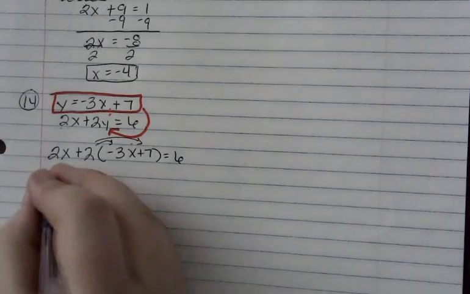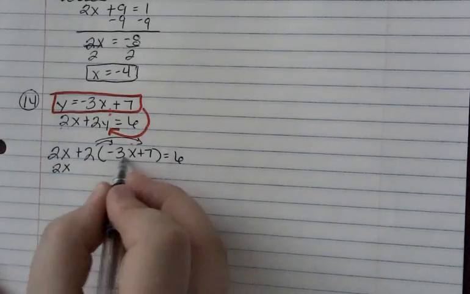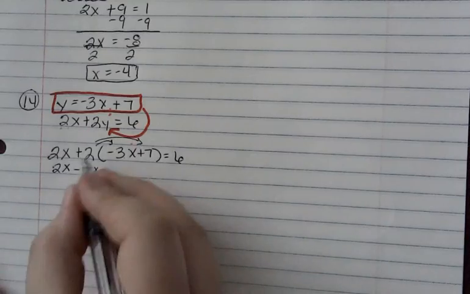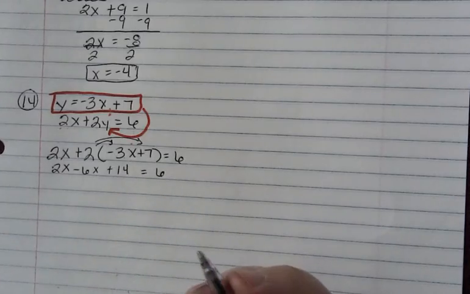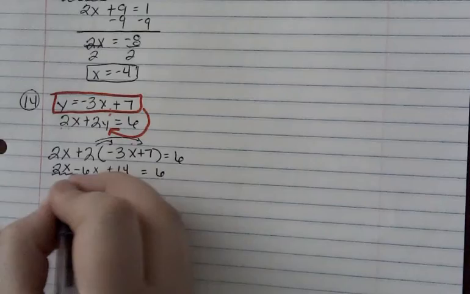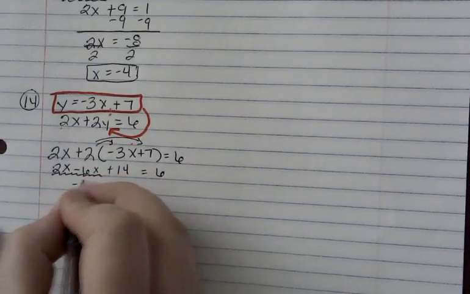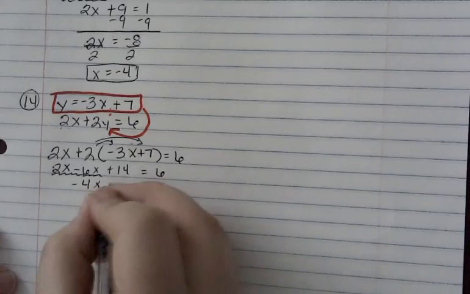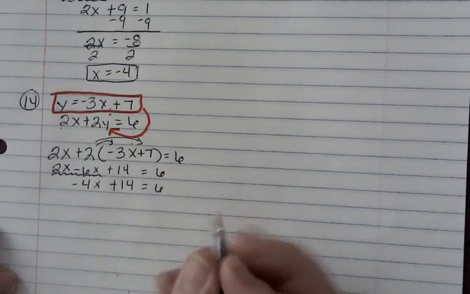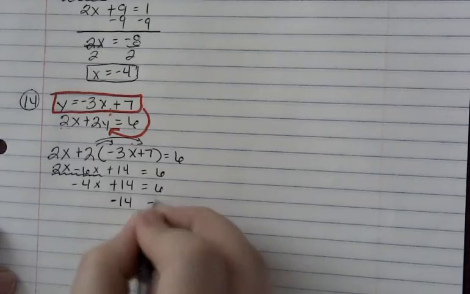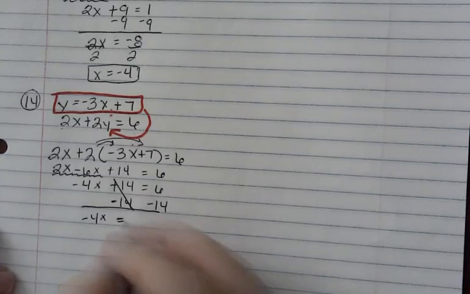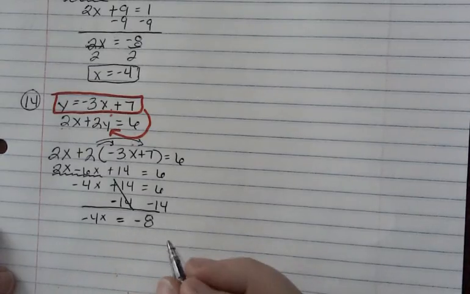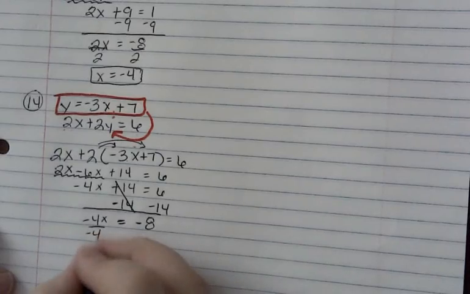So I have 2x, and then 2 times negative 3x is negative 6x. 2 times 7 is 14. Bring down your 6. 2x minus 6x is negative 4x. And then subtract 14 from each side to get negative 4x equals negative 8. Divide both sides by negative 4. X equals a positive 2.